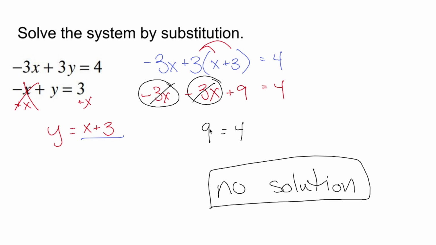Now, if we did a problem and it was something like 9 equals 9, that would be the infinitely many solutions part. But since this is 9 equals 4, an incorrect statement, the variables disappeared, I have no solution, I'm done with this problem.